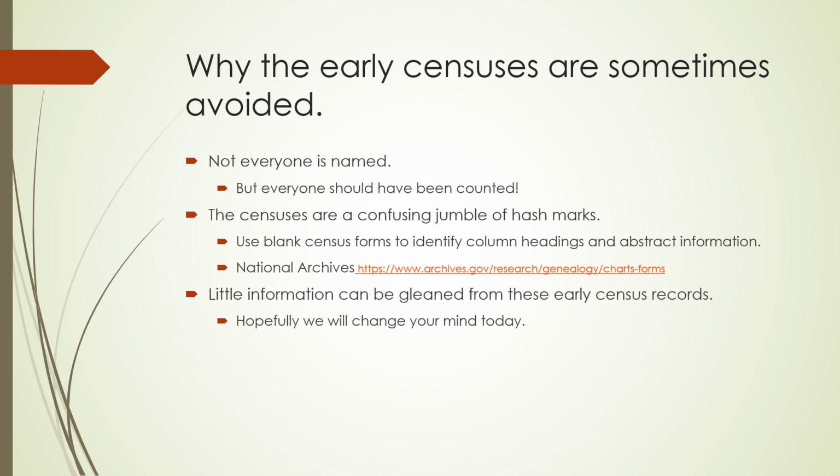The second one is the censuses are often a confusing jumble of hash marks. It is true printed United States Census forms were not provided to the census enumerators until 1830. You will see some censuses before 1830 with written or printed column headings, but those are the exceptions and not the rule. Using blank census forms to identify column headings and abstract information is invaluable. These blank census forms can be downloaded on the United States National Archives website at the address given on the screen.